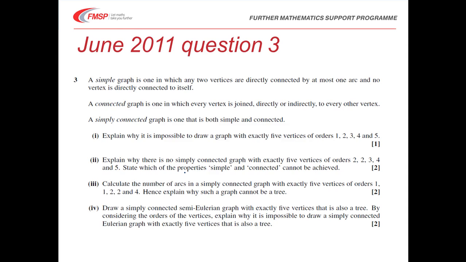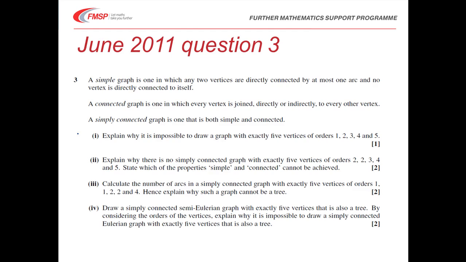So let's have a little look at a question. Again here they explain that a simple graph is one in which vertices are directly connected by at most one arc and no vertex is connected to itself. So no multiple arcs or loops. Connected graph, it explains, every vertex is joined directly or indirectly to every other, and a simply connected graph is one which is both simple and connected.